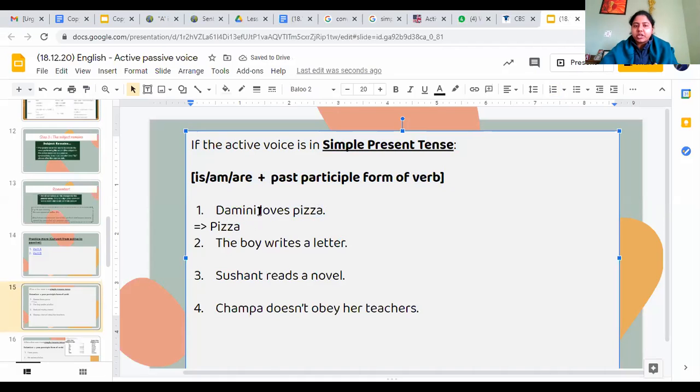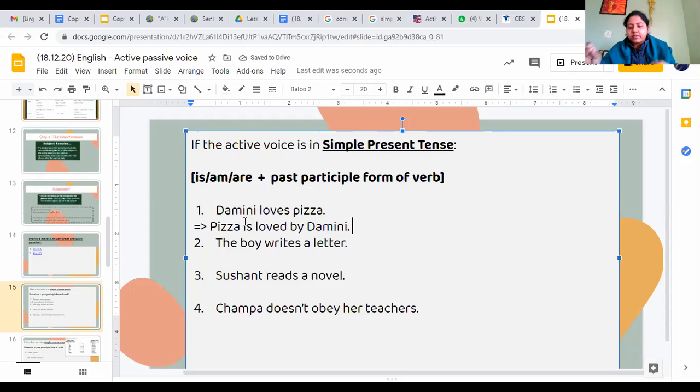Next is the verb change. So I can clearly see this is a sentence in simple present tense. तो loves को मैं कैसे change करूंगी? Is, am, are plus love का third form. So pizza is singular. तो is, love का third form is loved. And then I will add by the subject. Or in this case, by the object. So by Damini.